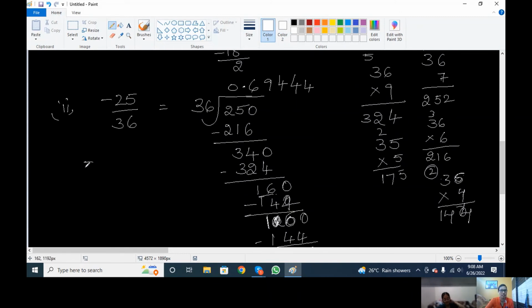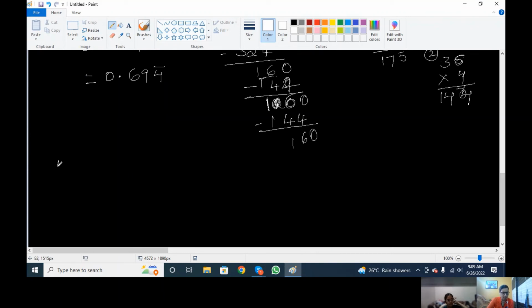So this gave 0.69444 and so on. How can we represent this with a bar? 0.694 bar. The bar should be on just the 4 only, not the remaining decimal places. So this we can call non-terminating, there is no end for these decimals, and also mixed recurring. A few decimals are not repeating, a few decimals are repeating. So it is a mixed recurring decimal.